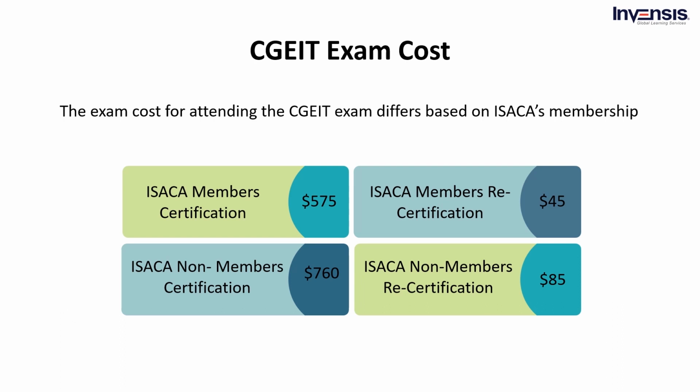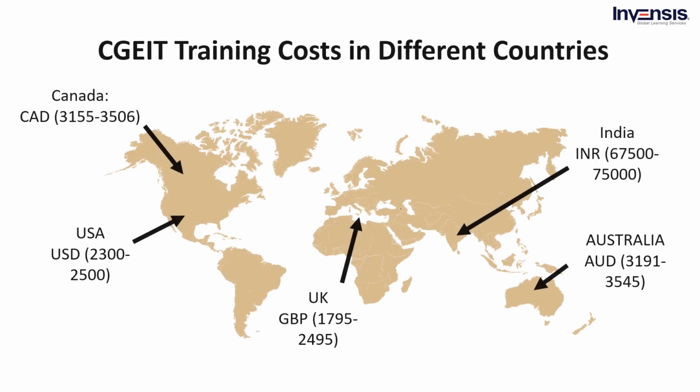To maintain their CGEIT certification, candidates must earn a certain number of CPE, continuing professional education, hours over an annual and 3-year certification period, 120 CPE hours with an annual maintenance cost of $85. Candidates must also submit required documentation if selected for auditing and comply with the ISACA Code of Professional Ethics. Now let's talk about CGEIT training costs in different countries. CGEIT training costs vary from country to country. The below table gives the complete information. Let's see. In India, the cost for CGEIT certification varies between INR 67,500 and 75,000.